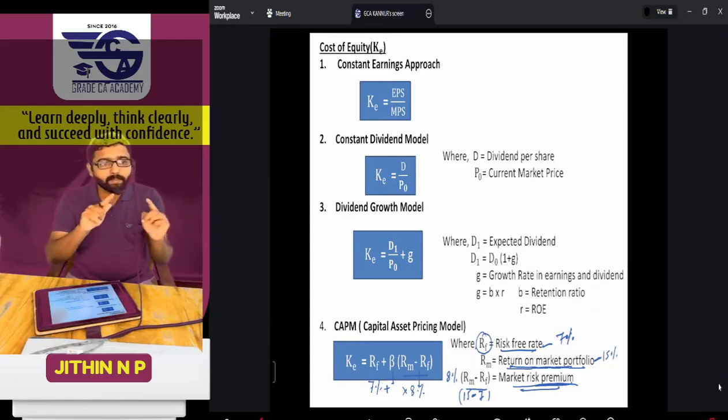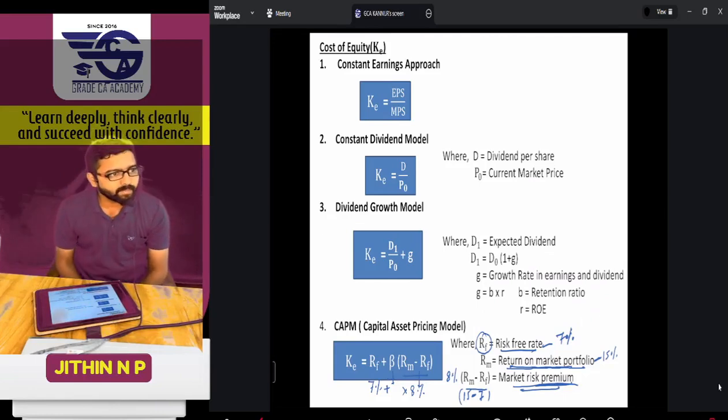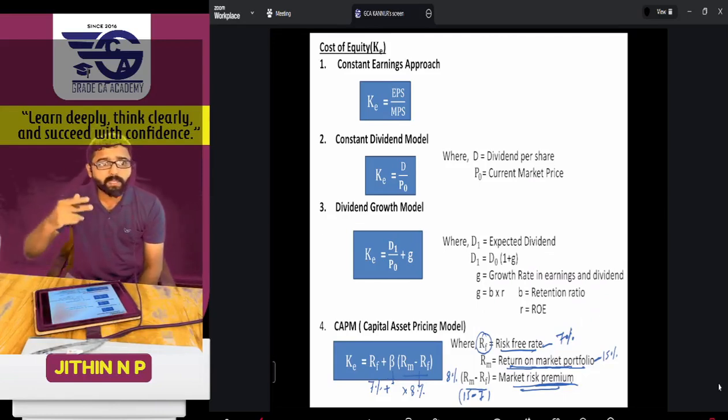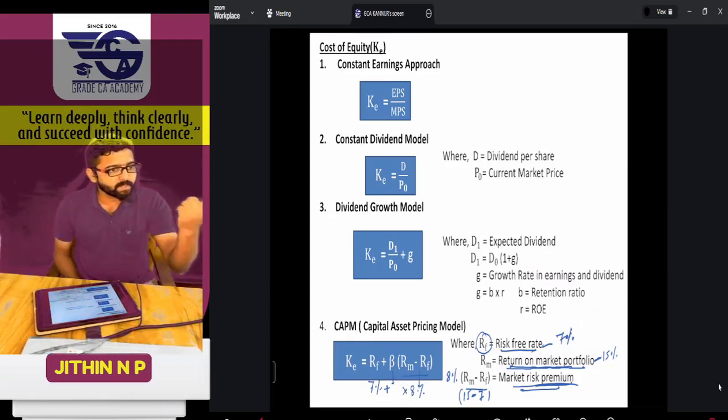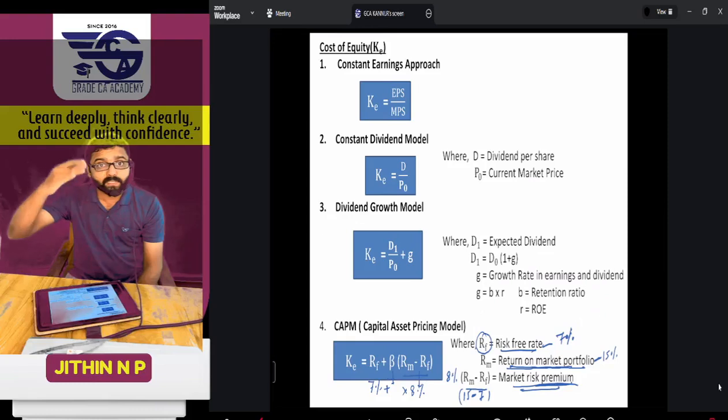Company to company, the beta may change. Software companies' beta may be 2, so Infosys's beta will be 2. Small companies' beta may be 0.75, 0.8, in some cases 1.25. The beta details will be given in the question. You don't compute this beta; beta computation you will study in final.